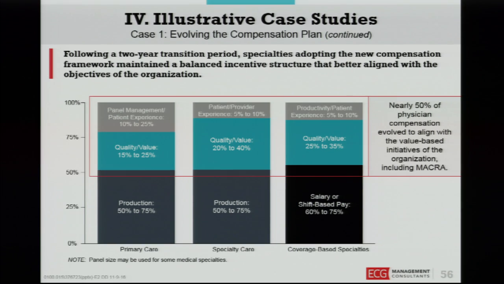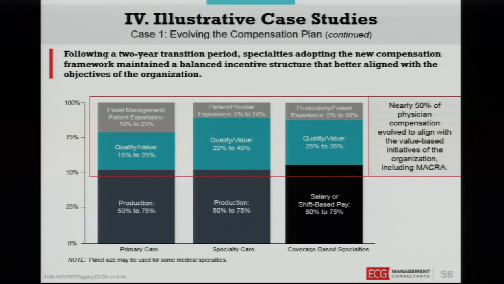So we worked with them to understand the perspective of the specialists and the primary care, to get a sense of what they were worried about, what their goals were, what they were really trying to achieve, and worked with a number of different steering committees to ultimately build consensus around a plan that looked something like this. So for primary care, first of all, they introduced a piece around panel size and patient experience that was new to the organization at between 10 and 25%.